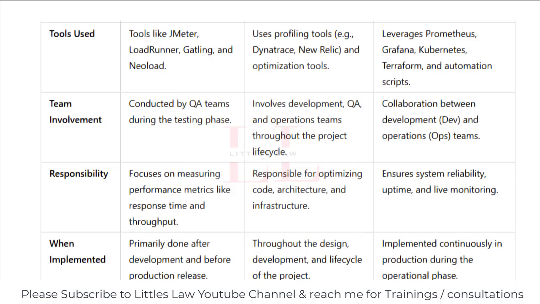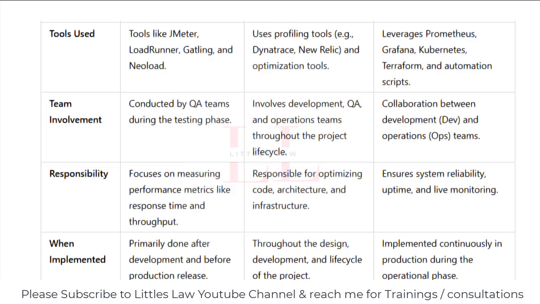For instance, if traffic spikes due to a major event, Prometheus can track the CPU and memory usage of the servers, while Grafana displays this data on live dashboards for easy monitoring. So that's the reason we use Grafana and Prometheus. If the system needs more resources, Kubernetes automatically scales the application by adding more containers to handle the load, while Terraform can automate the deployment of new servers.